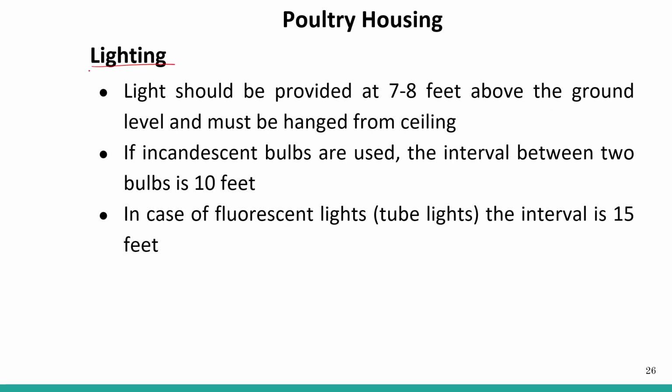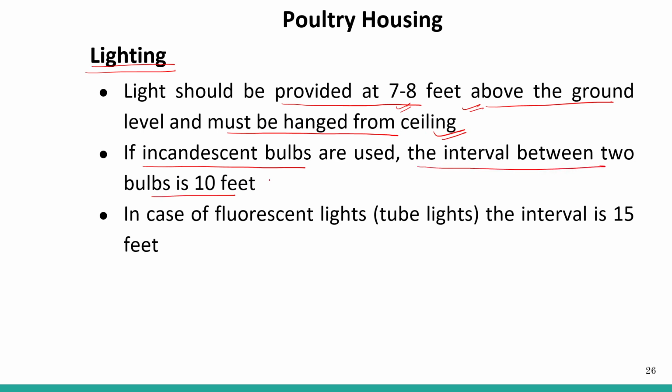Lighting facility is very important. Light should be provided at 7 to 8 feet above the ground level, hung from the ceiling. If incandescent bulbs are used, the interval between the two bulbs should be 10 feet. So every 10 feet there should be proper lighting. In case of fluorescent light, tube light, the interval can be 15 feet.